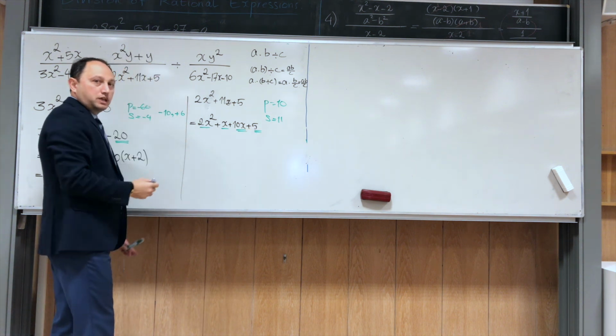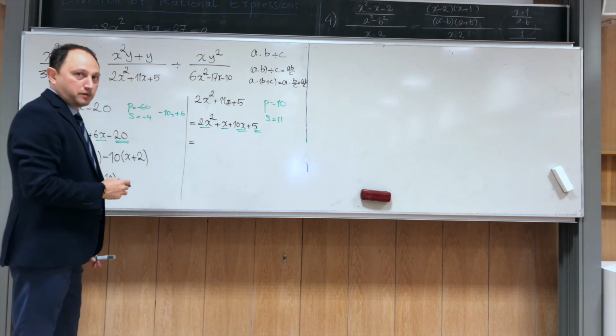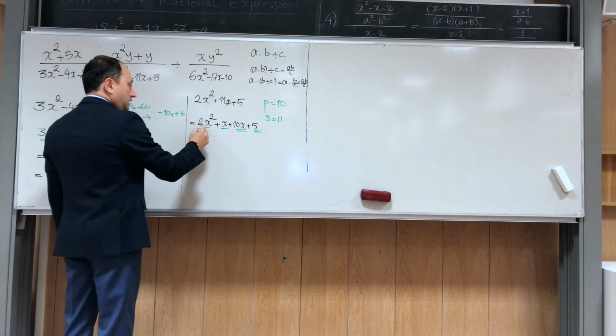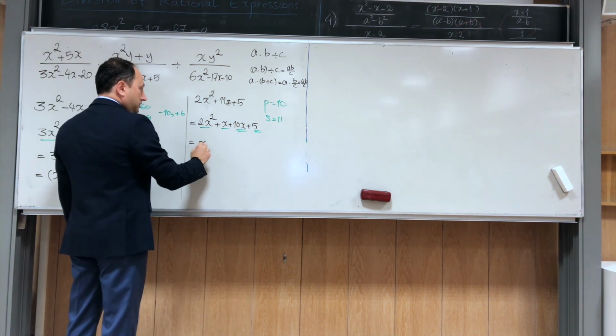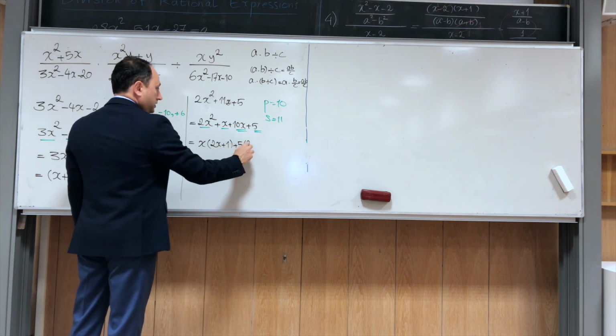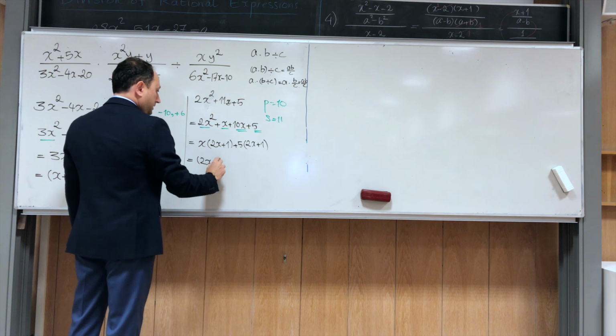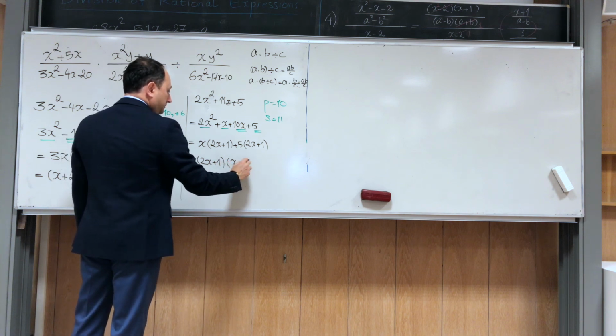The reason I am doing it fast is that if you don't understand, please go watch the videos about factorization. So here I take x out, it becomes 2x plus 1. And here I take 5 out, it becomes 2x plus 1. Then I factor 2x plus 1 out. Then I will have x plus 5.